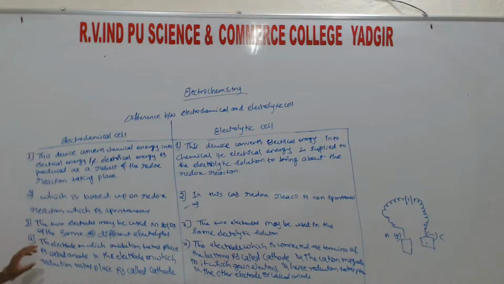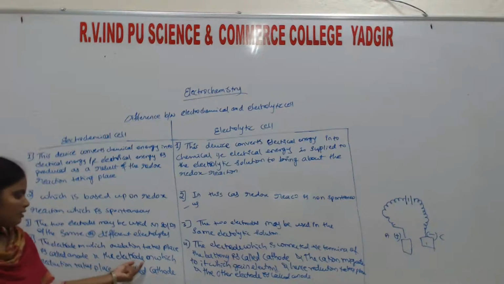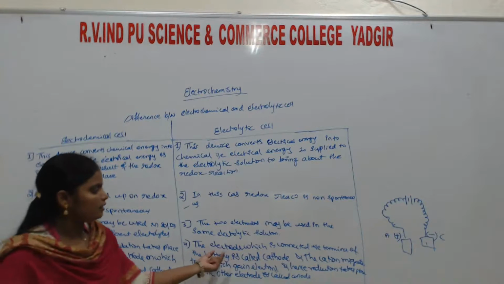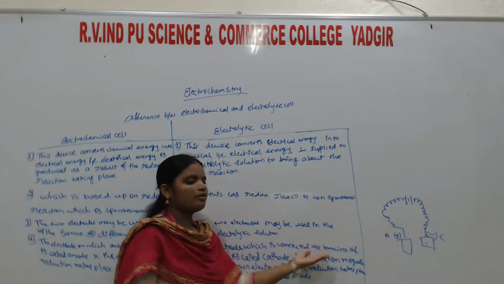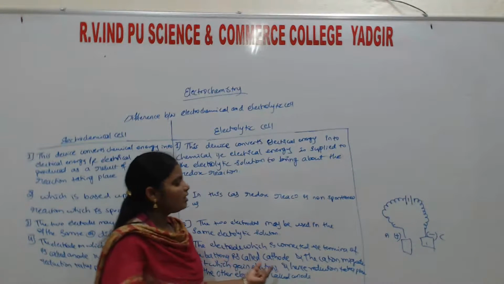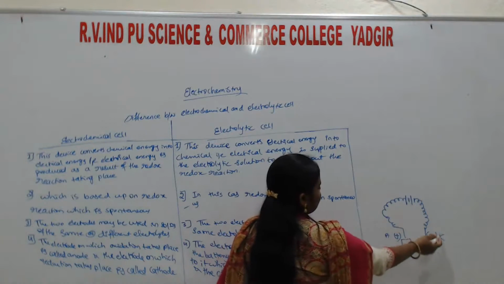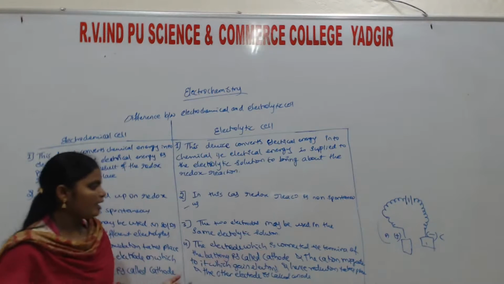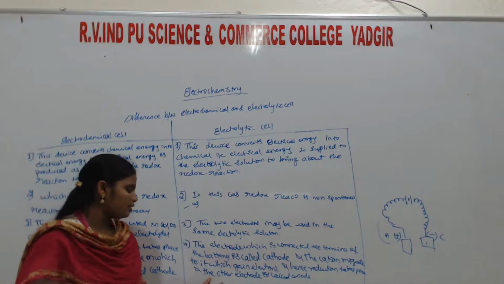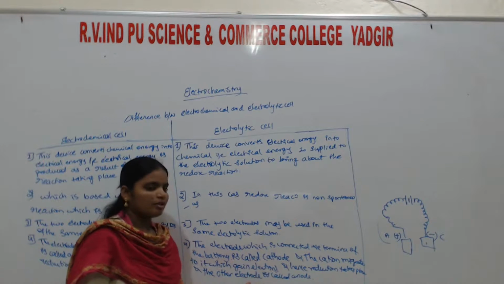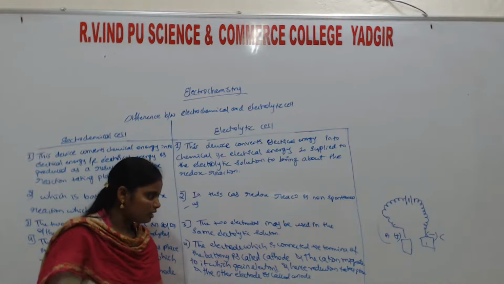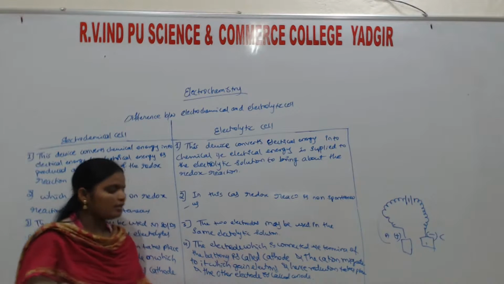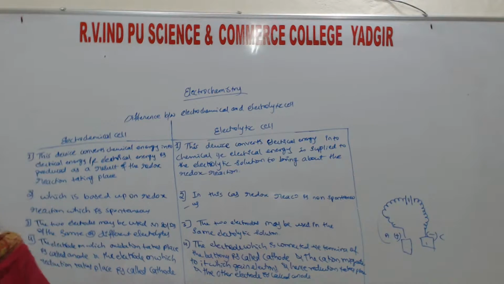This is the difference. The electrode on which oxidation takes place is called the anode. The electrode on which reduction takes place is called the cathode. The electrode connected to the negative terminal of the battery is the cathode, and the one connected to the positive terminal is the anode. Here the cations migrate and gain electrons, so reduction takes place, and the other electrode is the anode.